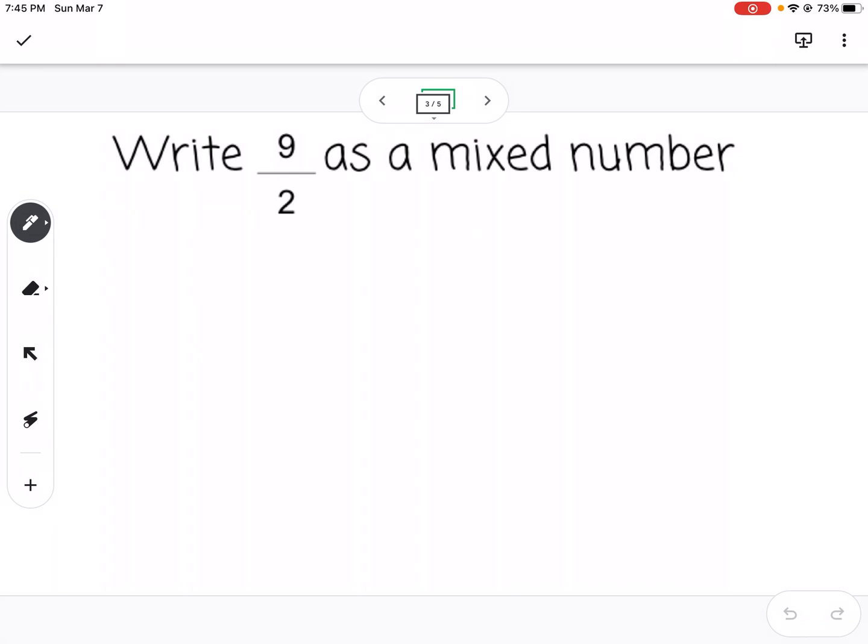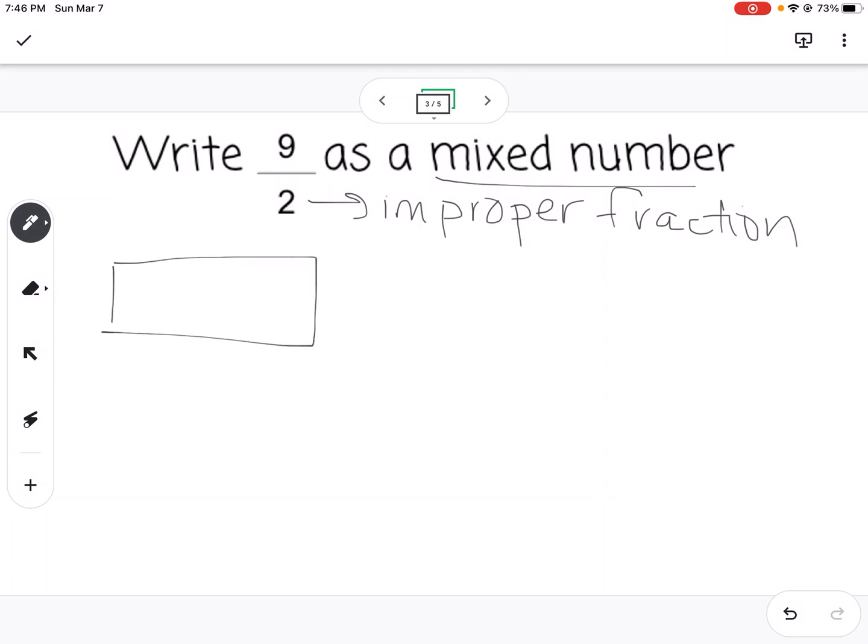So if you're asked to write 9 halves as a mixed number, you see now this is an improper fraction, and we want to write it as a mixed number. That's where there's a whole number as well as a fraction. So what we can do to figure out what the whole number and the fraction would be is to draw out our models again. So drawing out a model really helps. So we need 9 copies of 1/2.